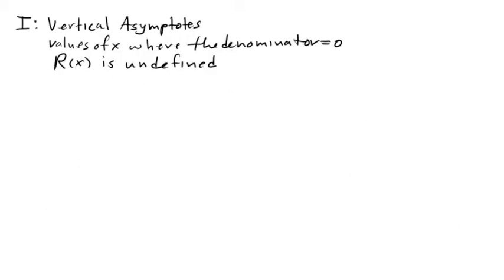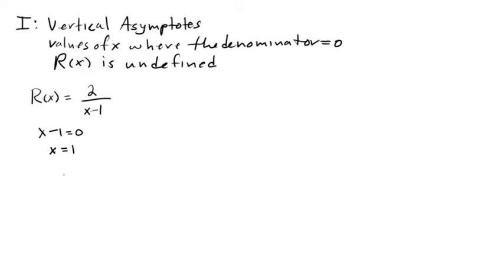So the first type of asymptotes I'm going to talk about are vertical asymptotes. Now vertical asymptotes are values of x where the denominator is equal to 0. So essentially where r of x is undefined. So if I take a function here, let's say I take r of x to be 2 over x minus 1. Now I have to ask myself, where is 2 over x minus 1 undefined? Well, it's undefined where the denominator is 0. So it's undefined where x minus 1 equals 0, which is going to happen at x equals 1.